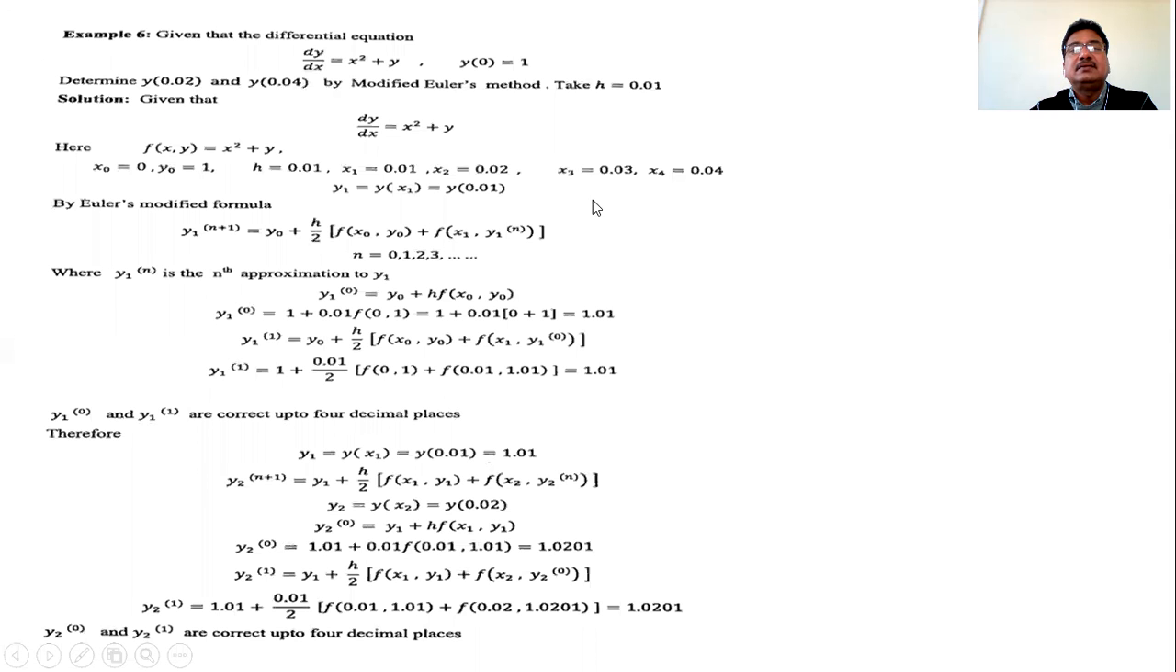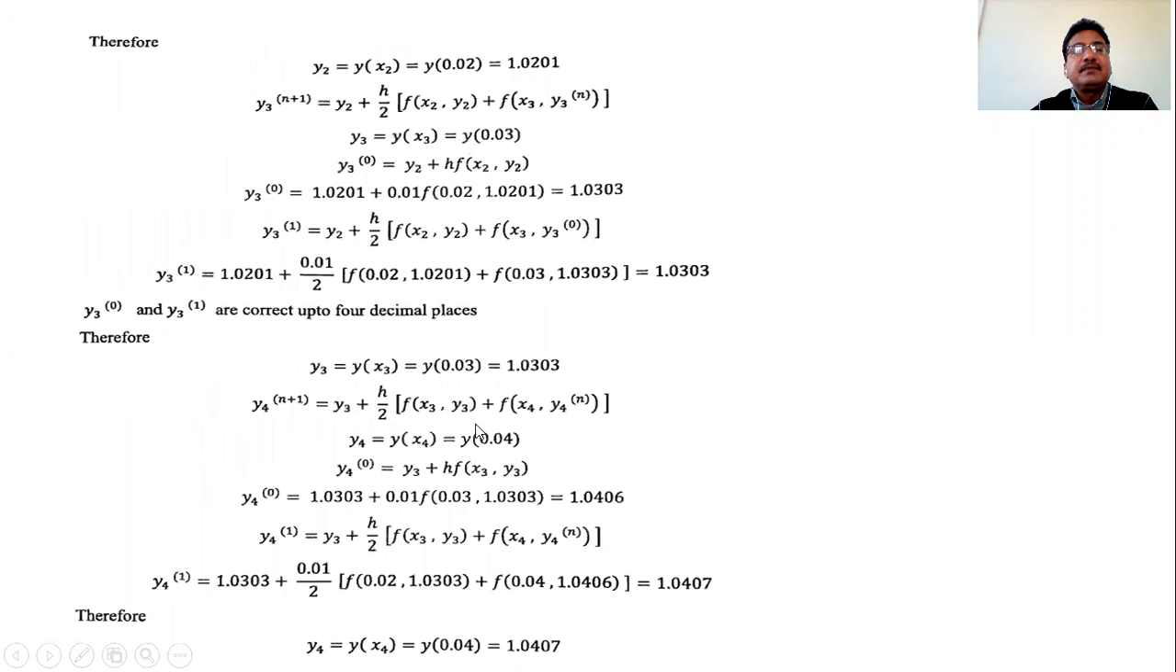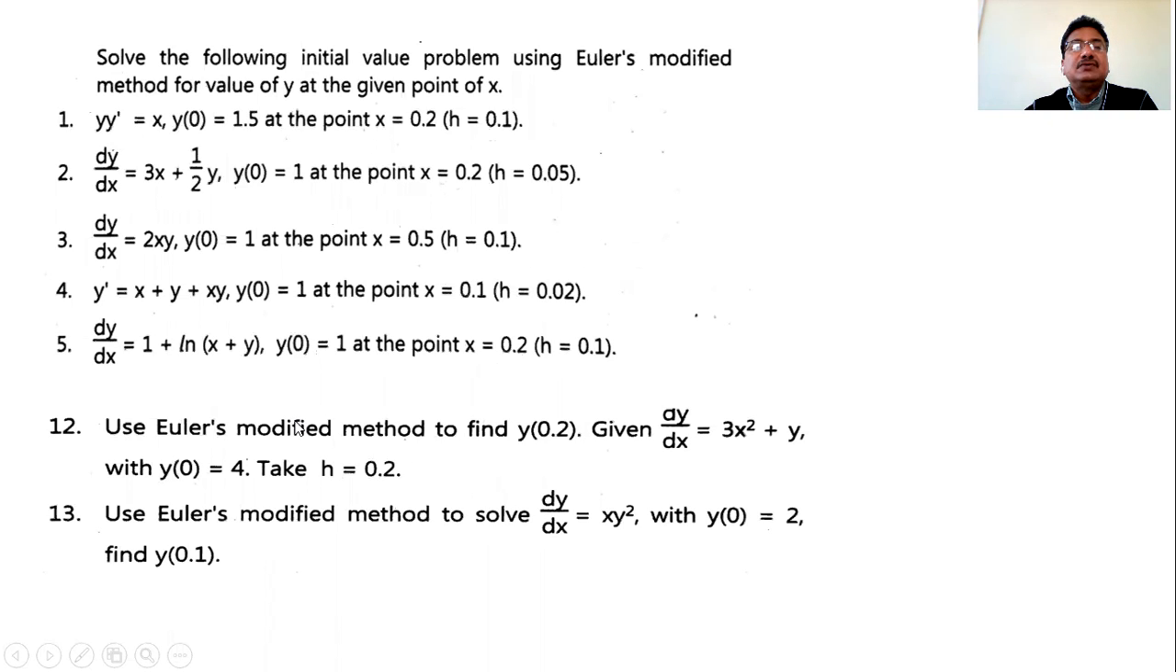Here first find y1. y1 means the value at 0.01. Then y2 is the value at 0.02. Then the value at 0.03, and then the value at 0.04 by using Euler's modified method. That is, just use Euler's method and finalize y1, y2, y3 by finding y1,0, y1,1, y1,2, y1,3, and so on. In this way. So these are some exercises.